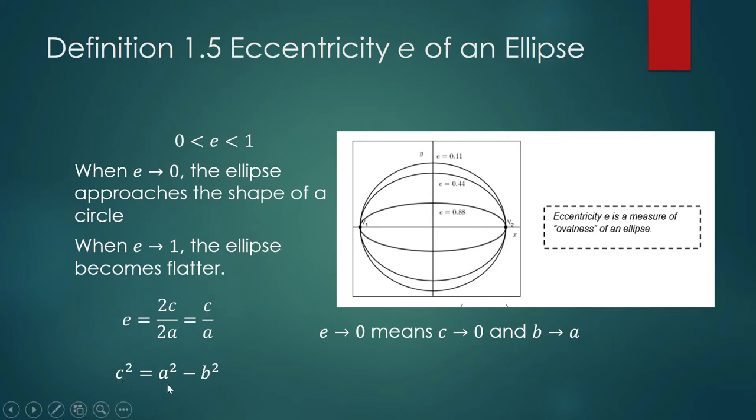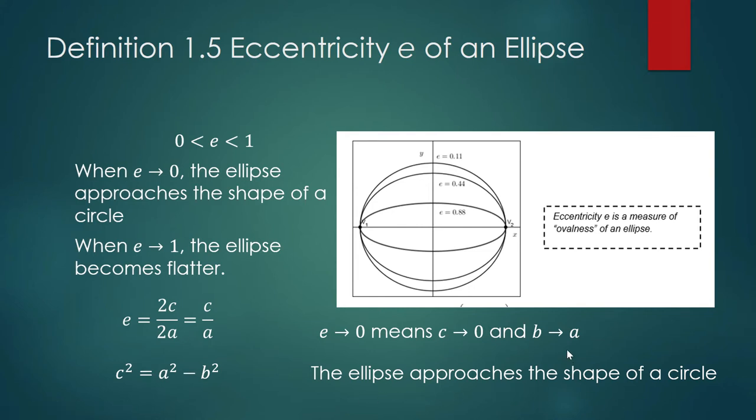So when C approaches 0, that means B squared is becoming equal to A squared. And when that happens, B is approaching A in value. B approaches A. So what does that mean? 2B is the length of your minor axis. So when B approaches A, the length of your minor axis approaches the length of your major axis, in which case they are equal or almost equal, and your ellipse approaches the shape of a circle.